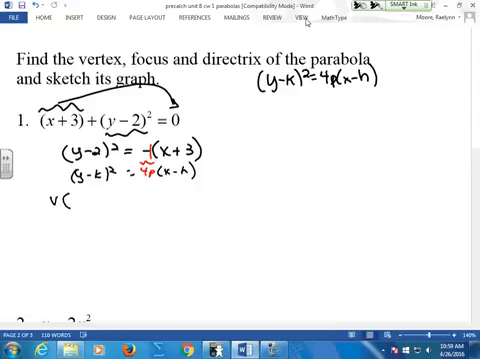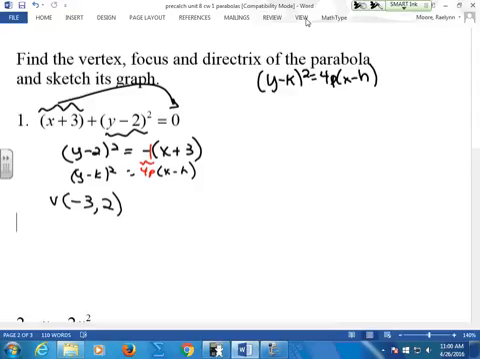So what's your vertex for this guy? And it always comes out the opposite way. So what's the vertex going to be? -3. This would be your k. -3, opposite way, 2. Because if you look at this, -2 is equal to -k. Therefore, positive k is equal to positive 2. It's like the circle. It always comes out the opposite way.